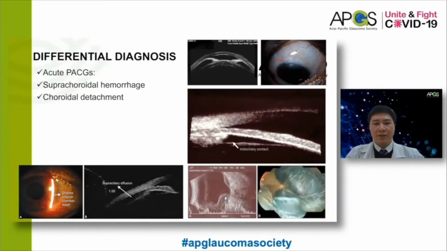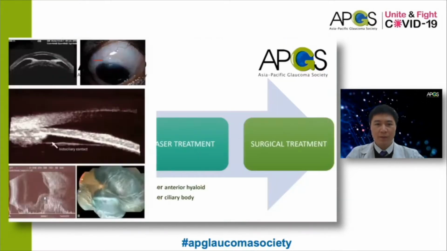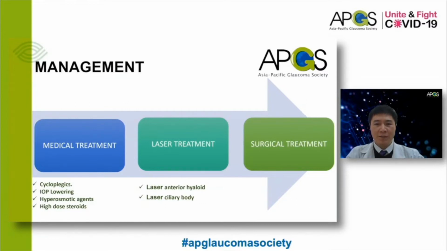Sometimes we need to differentiate it from several diagnoses, for example the acute primary angle closure glaucoma attack or suprachoroidal hemorrhage or choroidal detachment, where the imaging method would be very important. So in terms of management, we have several choices. Normally, we will start with medical treatment with cycloplegics, IOP lowering and hyperosmotic agents, and of course with steroids. If the medical treatment fails, you can move to laser treatment. You can laser the anterior hyaloid or laser the ciliary body.